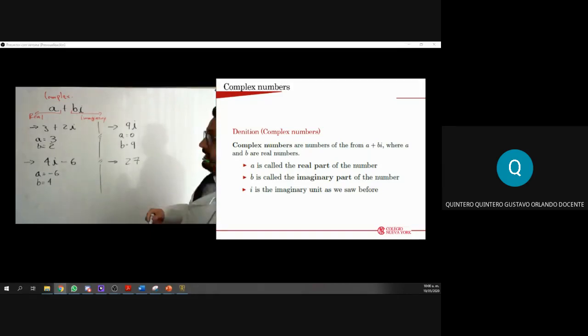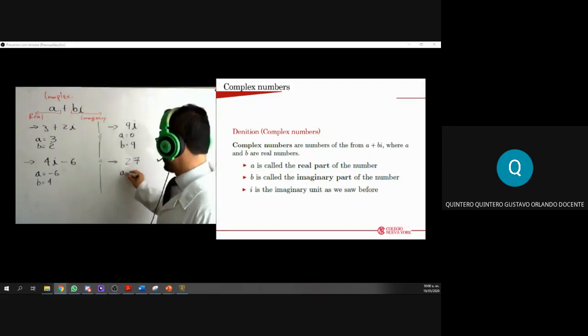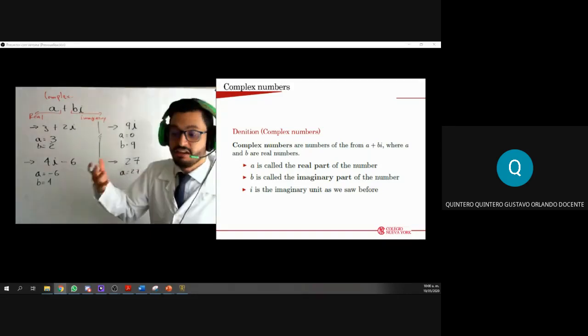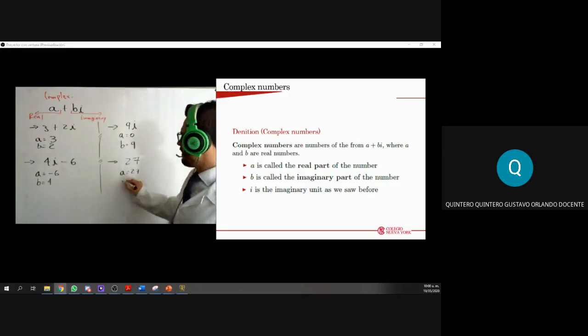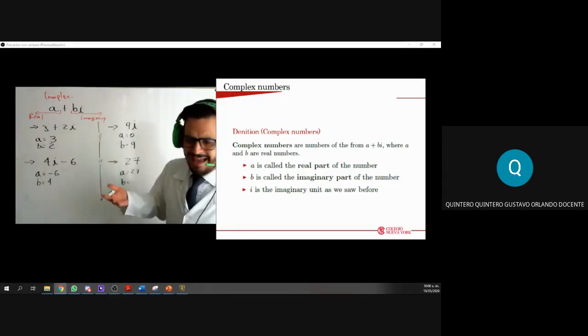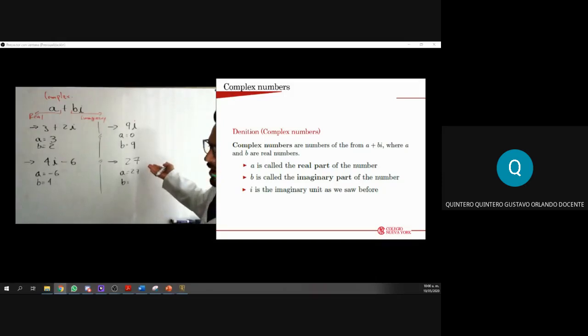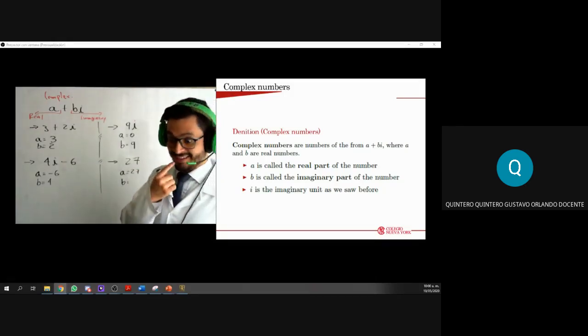I mean, I clearly have a real part, right? a equals 27, right? I clearly have the real part. But what about the b? There's not a b. Or is it?